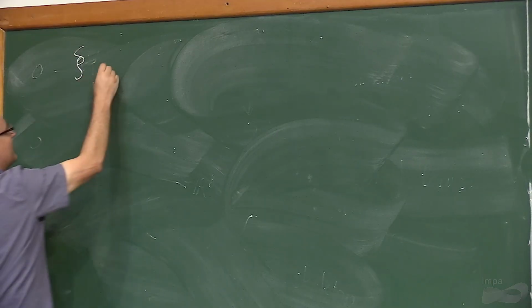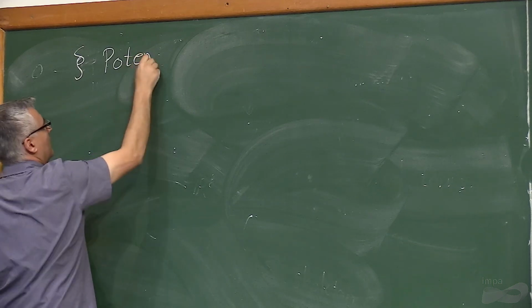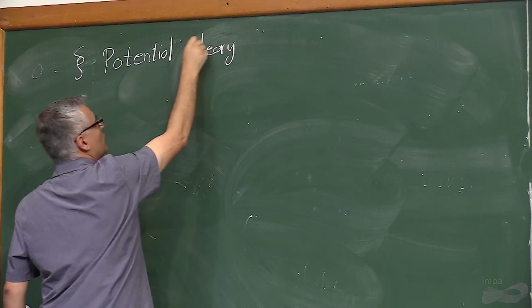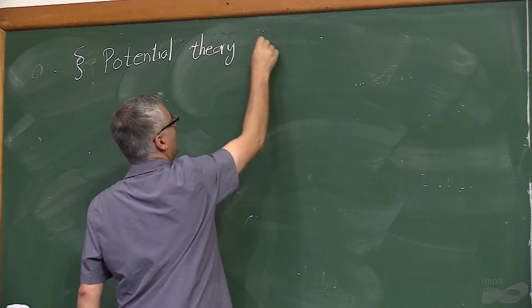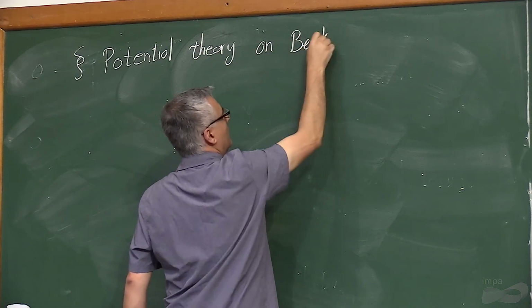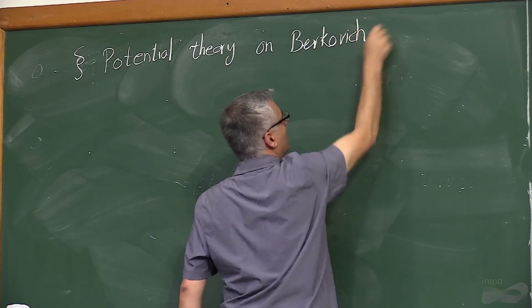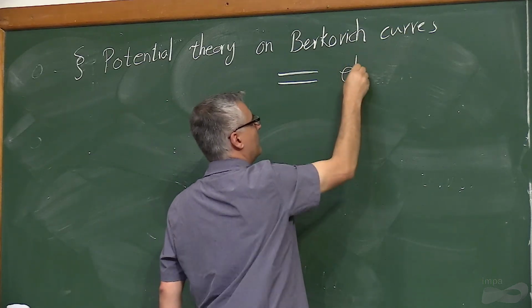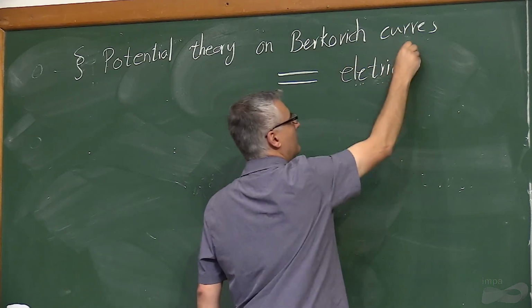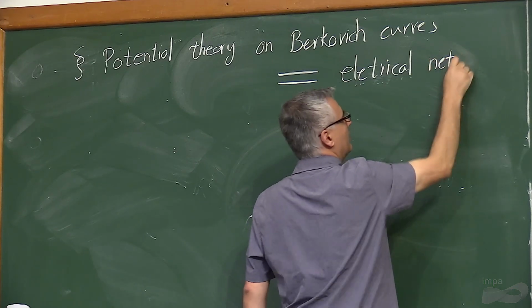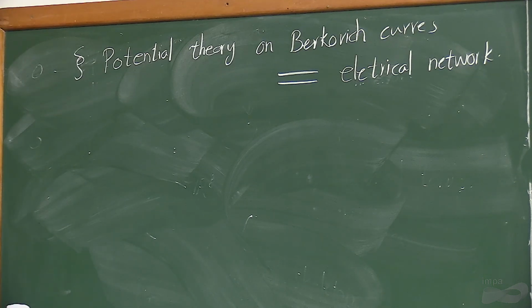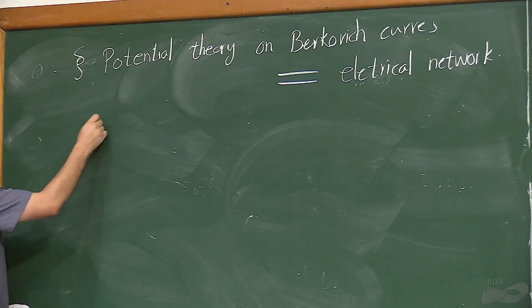And I'll say this very quickly. Maybe next time when I want to use it, I'll be a little bit more detailed. Potential theory on Berkovich curves, at least for my purposes, is identical to electrical networks in the sense of Kirchhoff from his 1853 paper. Why is that? I'll be brief and come back to it tomorrow.